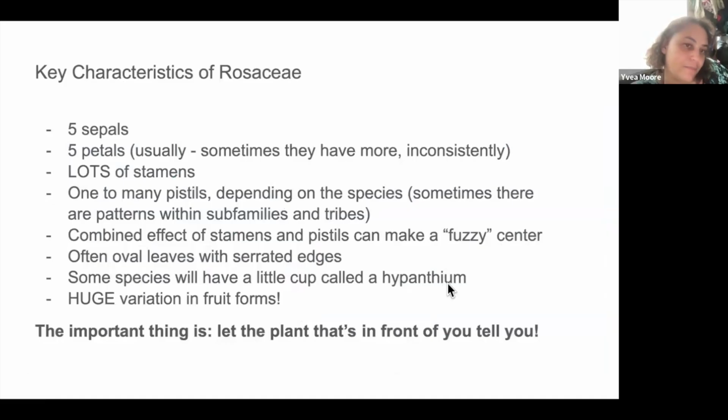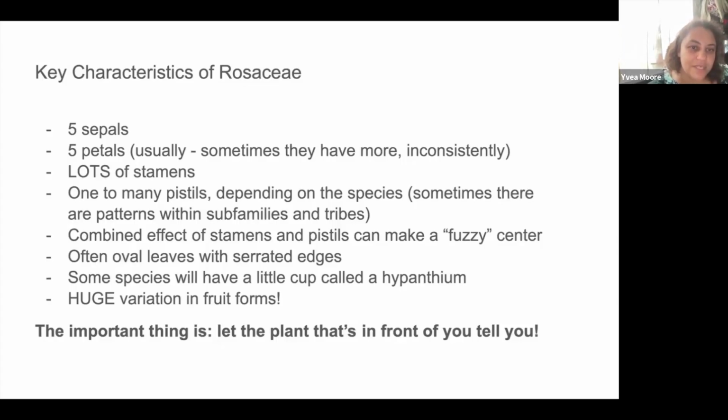So this is a long list. You don't have to write down everything word for word. It might help to add diagramming type things to your drawings. And you might have already noted some of this down. So our usual characteristics are that we have 5 sepals and 5 petals, although sometimes they will have more. It's inconsistent sometimes with the petals. We'll have lots of stamens. We'll have 1 to many pistils, depending on the species. Sometimes there'll be patterns within subfamilies and tribes.